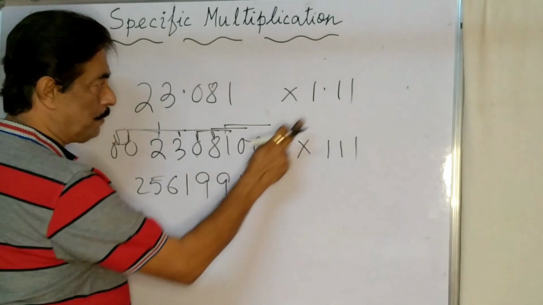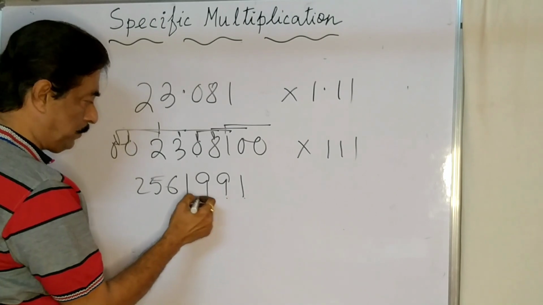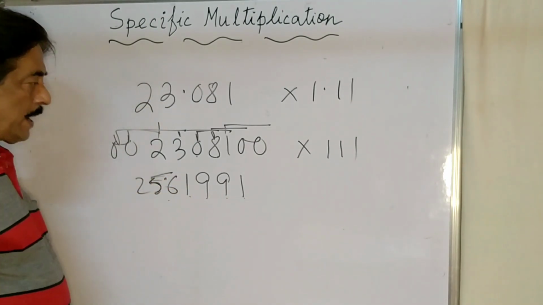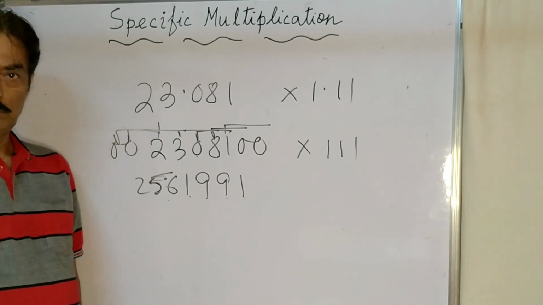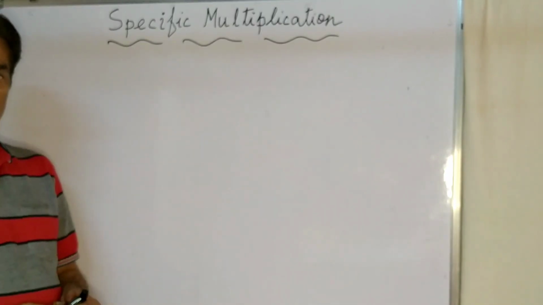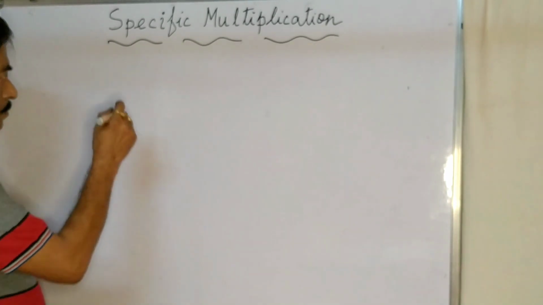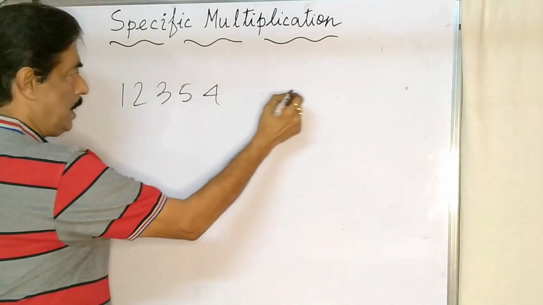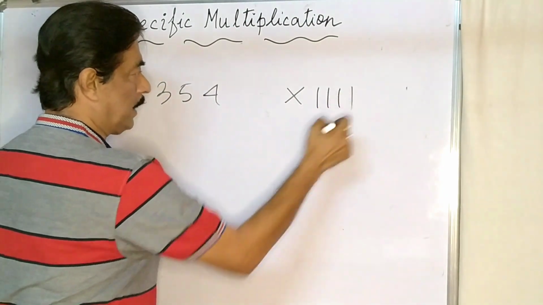And you have to put the decimal point 5 places from the right side: 1, 2, 3, 4, 5. So your answer is 25.619991. Our next example: 12354 multiplied by 1111.